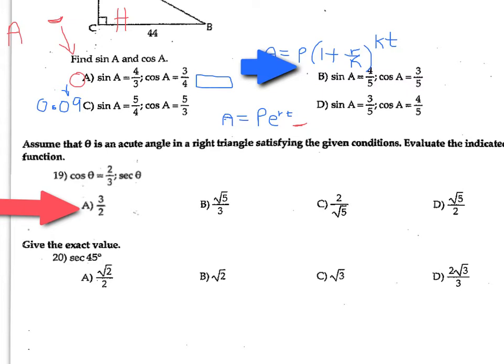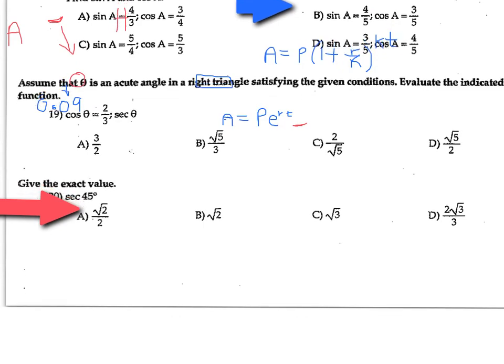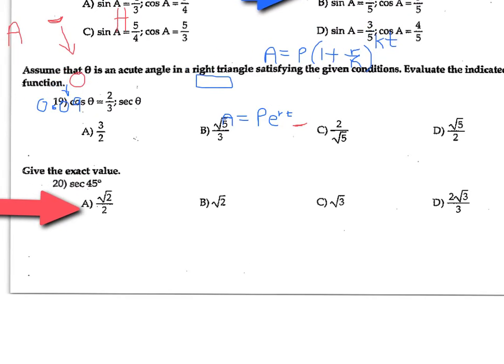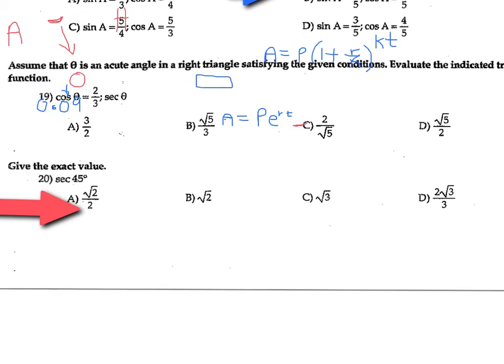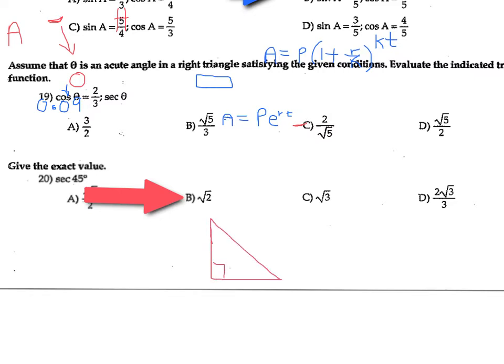And number 20 is secant of 45. What do we need for that? It's a triangle. And number 20, the answer for number 20 was what? It's B. That is right. So you need to draw the triangle. The 45, 45, 90 triangle. What numbers do you use on your triangle?